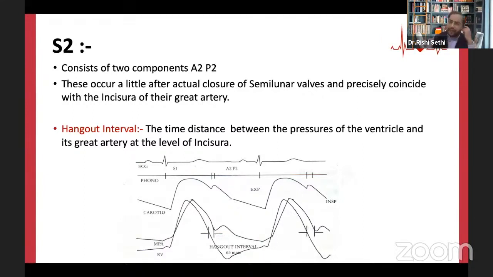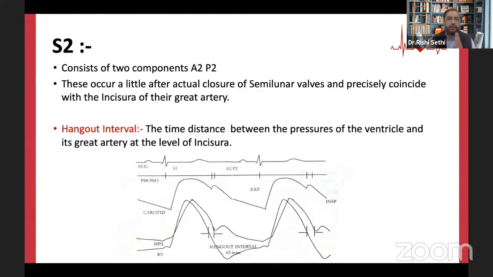So the exact definition of a hangout interval is a time distance between the pressure of the ventricle and its great artery at the level of incisura. So if the incisura of the pulmonary artery is somewhere here, the time difference between the pressure of the ventricular tracing and the great artery tracing here, which for pulmonary artery is roughly normal at around 65 milliseconds, this is the hangout interval. The longer the hangout interval, you have to imagine both aorta and pulmonary artery as expansile elastic structures. So aorta will have a shorter hangout interval.